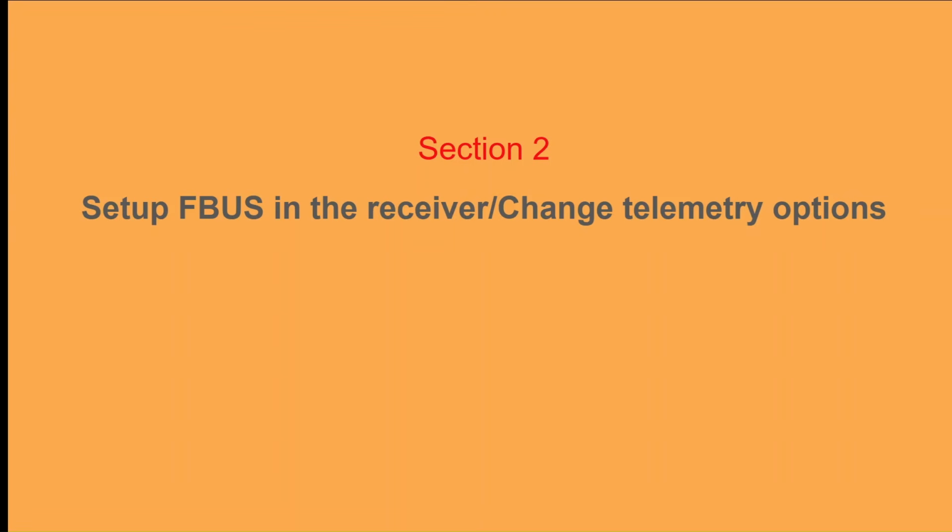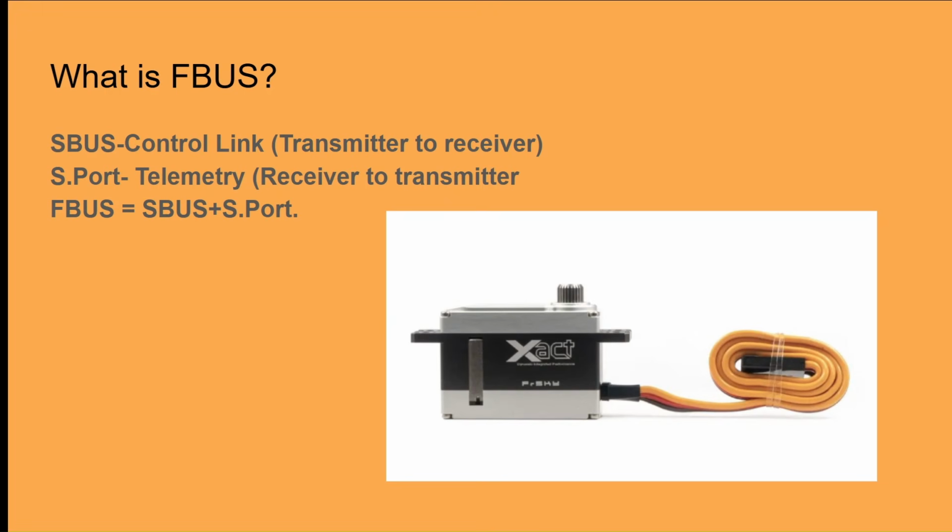And before we get into this, you might wonder, what is FBUS? There are terms you might have heard of before, like SBUS, which is a serial bus communication. It means essentially it's a bunch of zeros and ones being transferred at high rates of speed from the transmitter to the receiver. And then there is smart port, which is telemetry back from the receiver to the transmitter.